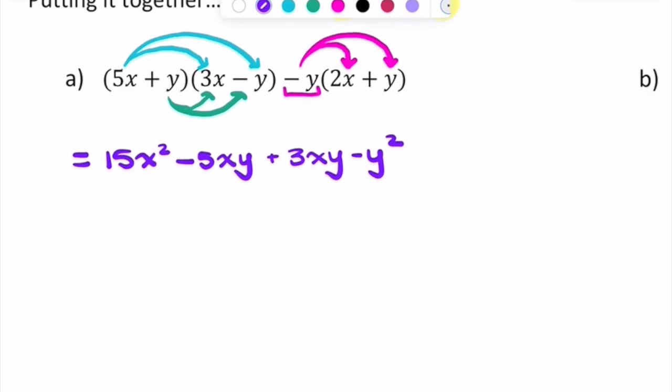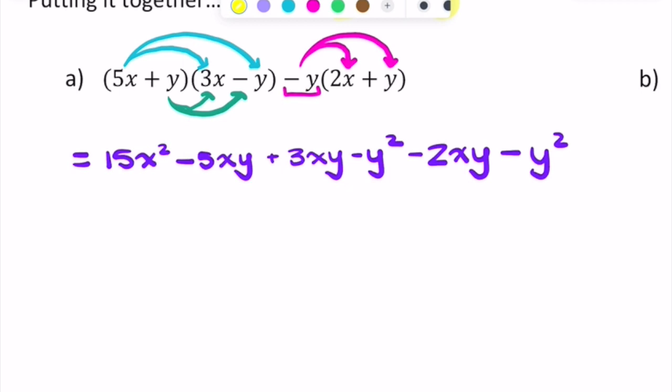Let's tackle the pink stuff. I'm going to distribute that negative at the exact same time I'm distributing that y. So that -y gets applied to that 2x, numbers first, so -2x, then y. And then that -y is going to be applied to the positive y. That gives me a -y squared.